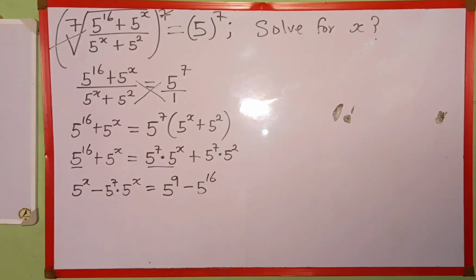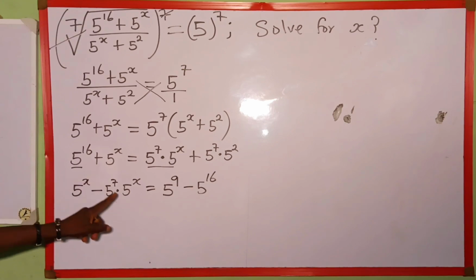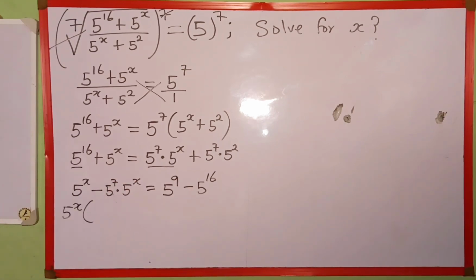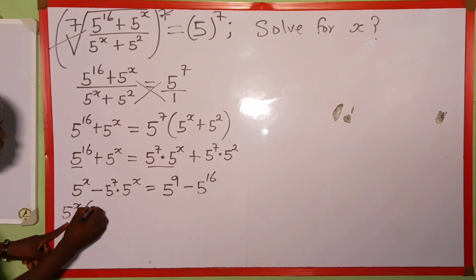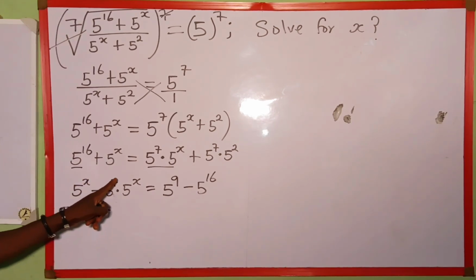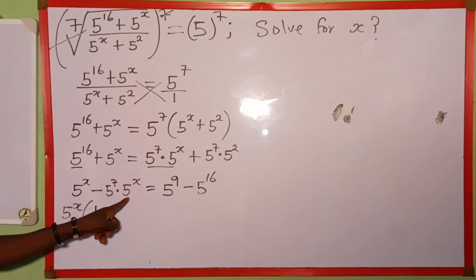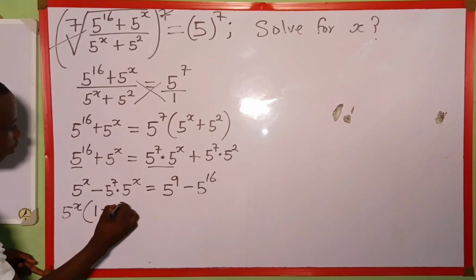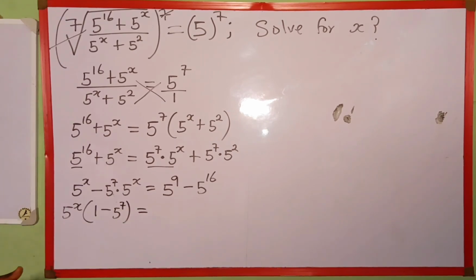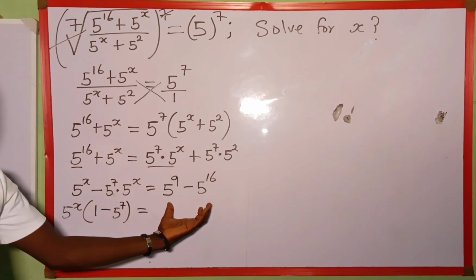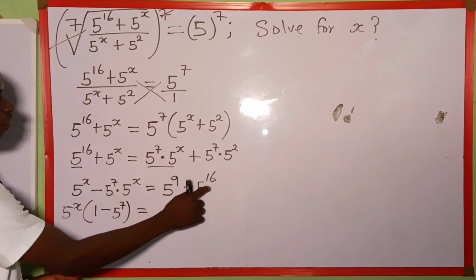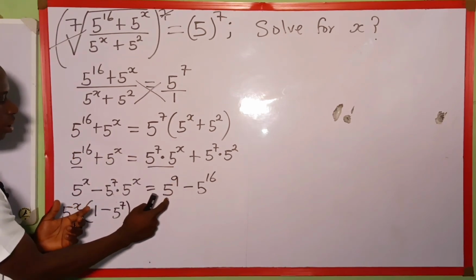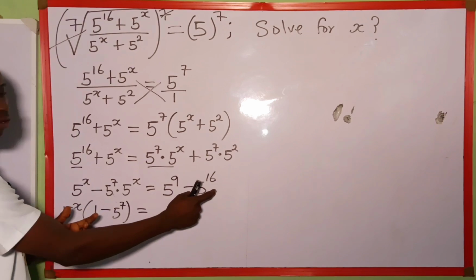Now the next thing we are going to do, if you look at the left hand side, 5 to power x, 5 to power x is common. So we're going to factor out 5 to the power of x. 5 to power x divided by 5 to power x is 1, then minus 5 to power 7 multiplied by 5 to power x. This 5 to power x is going to cancel this one. It will remain only 5 to the power of 7. Then everything will be equal to, now in the right hand side, we have 5 to power 9 minus 5 to power 16. 5 to power 9 is common because 5 to power 9 can go in itself, and equally it can go into 5 to the power of 16.